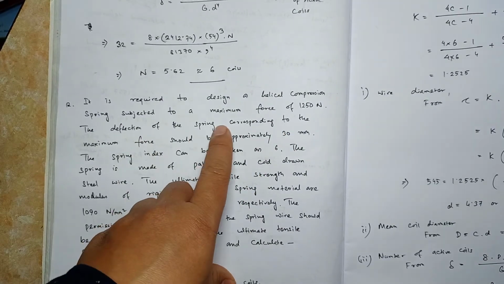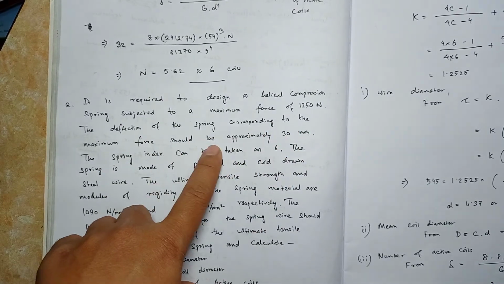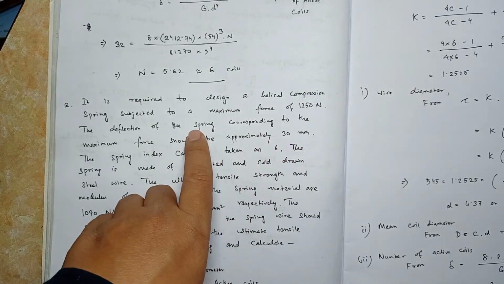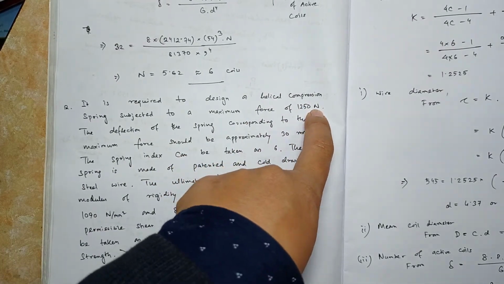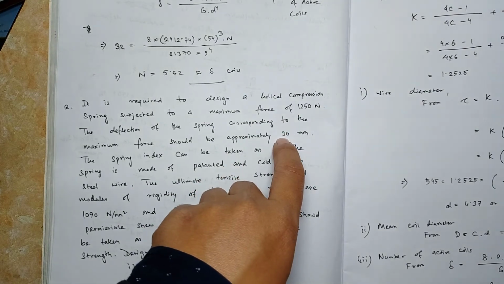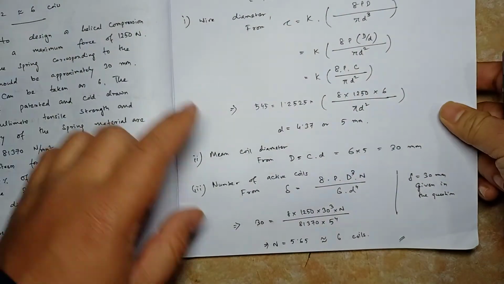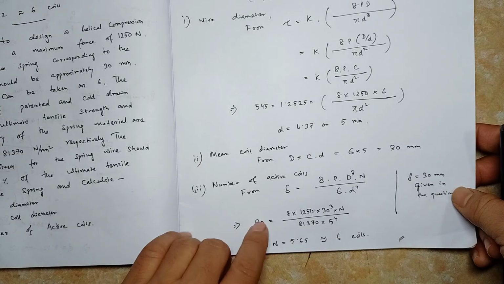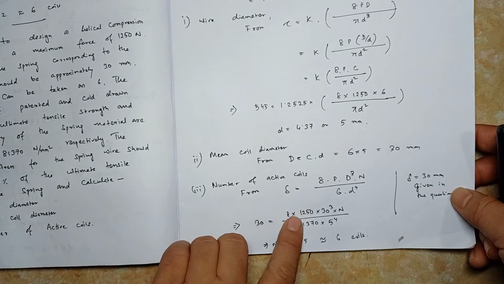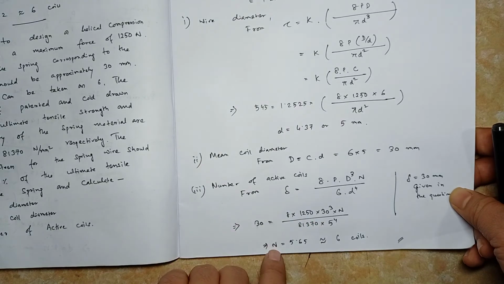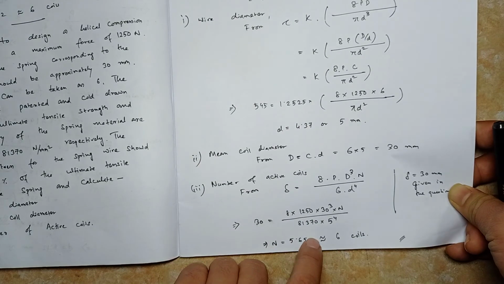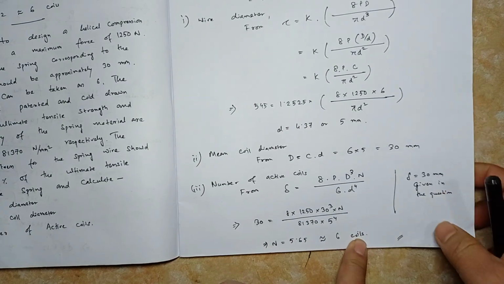So the deflection of the spring corresponding to maximum force should be 30 mm. So maximum force is 1250. So for 1250 Newton force, the deflection delta is 30. So here this delta is given as 30. So we have taken 30 and this is the maximum force, that is 1250. Okay, so calculating this, we will get the number of active coils as 5.65 or almost equal to 6 coils.